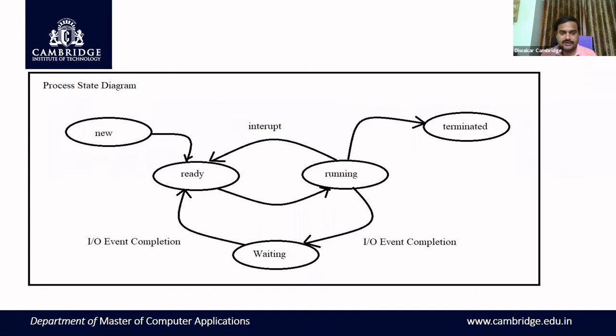See, in this particular diagram, this is a process state chart diagram. First, the process is being created, so it will be in the new state, okay? After creation of a process, it will come to the ready state, right? After that, the process will go to the running state, right?